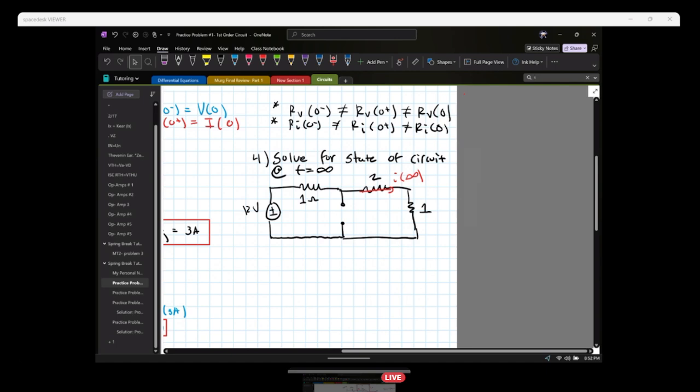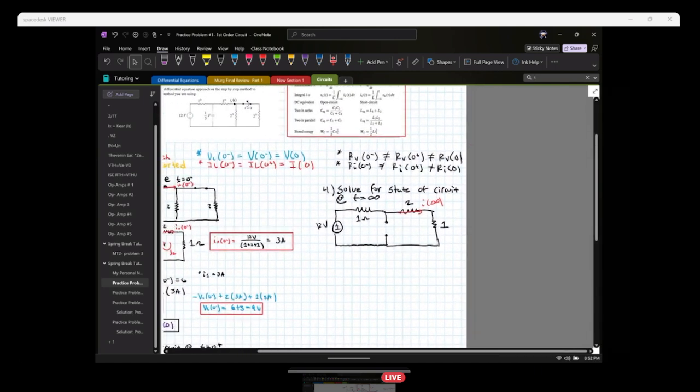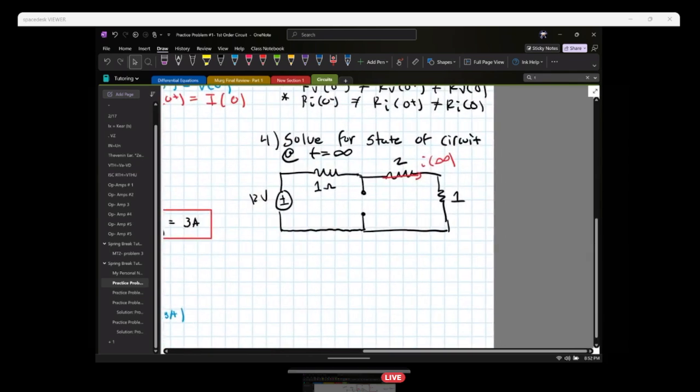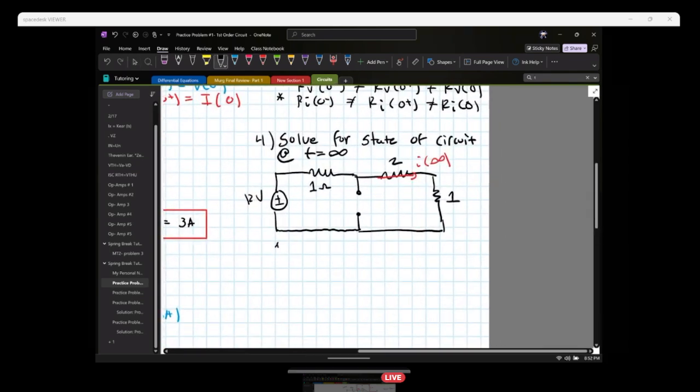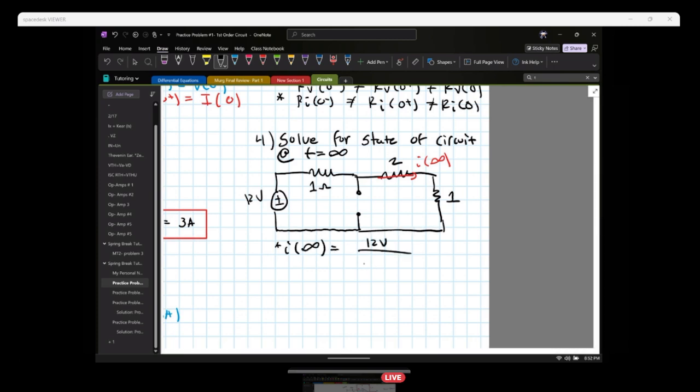Which, again, is just Ohm's law. We don't have to do much here. So I of infinity is equal to 12 volts divided by 1 plus 2 plus 1, which is 4. Amps. Now we know everything we need.